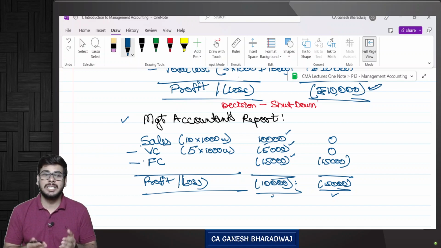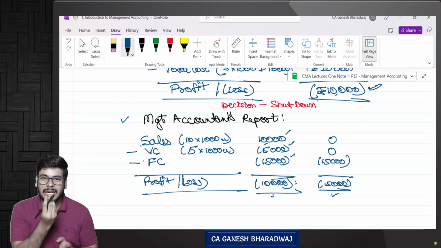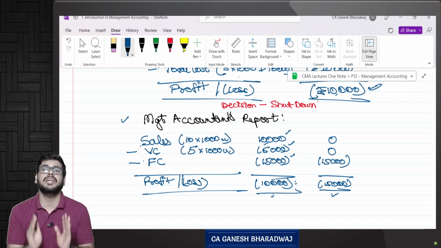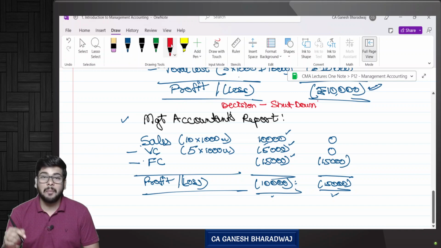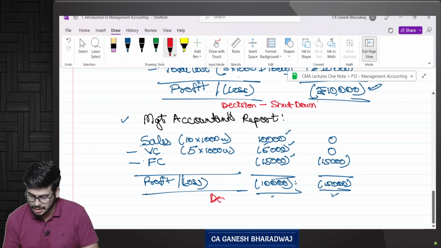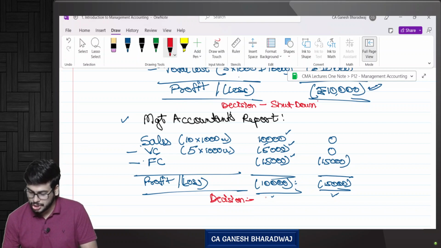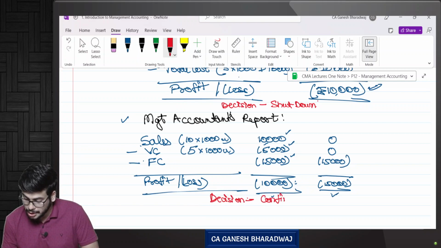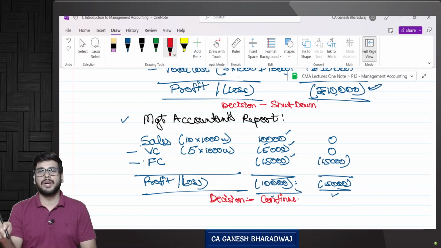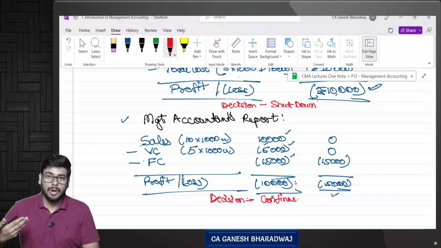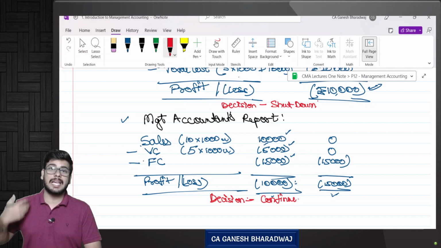Or in other words, if you continue, you can at least minimize your loss by 5,000 rupees. In this case, a management accountant will come and say, sir, I am proposing a decision. It is better to continue. It is better to continue with a loss of 10,000 than to discontinue with a loss of 15,000 rupees. Now you are able to understand how a management accountant comes up with this data.